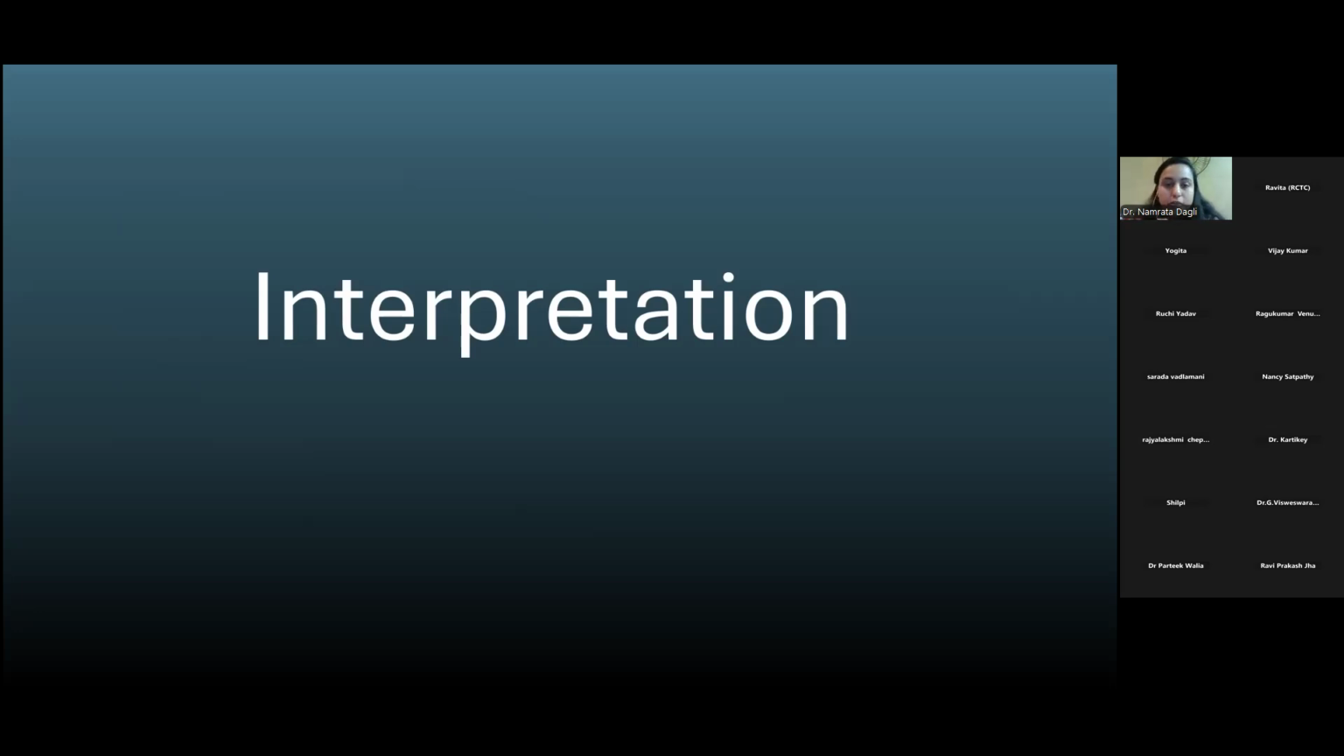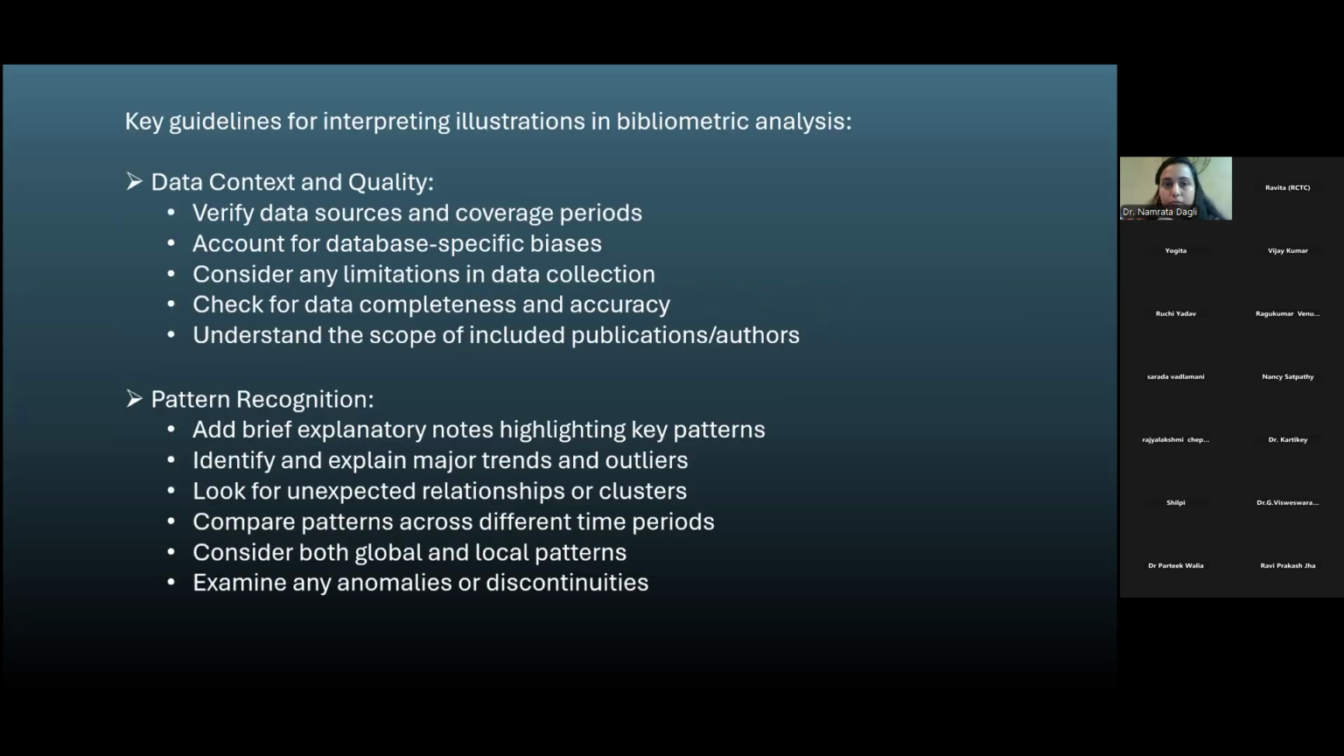Okay, let's move on to the next topic of today, interpretation. Key guidelines for interpreting illustrations in bibliometric analysis. Data context and quality. Verify data sources and coverage period. Account for database-specific biases. Consider any limitations in data collection. Check data completeness and accuracy. Understand the scope of included publications.